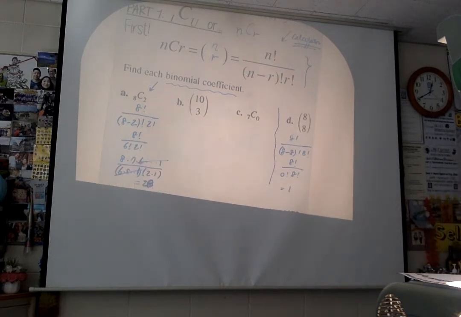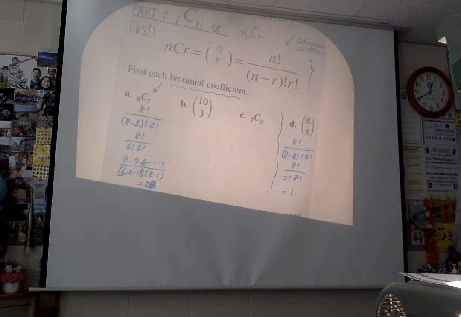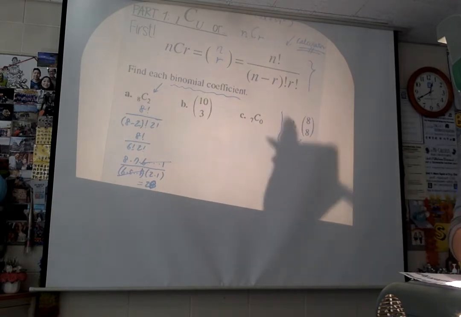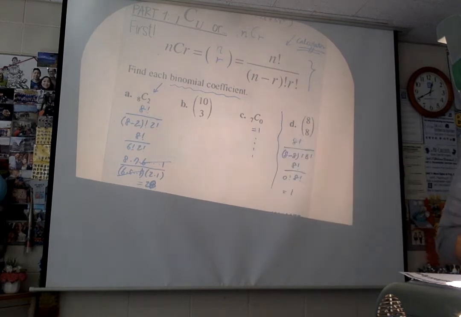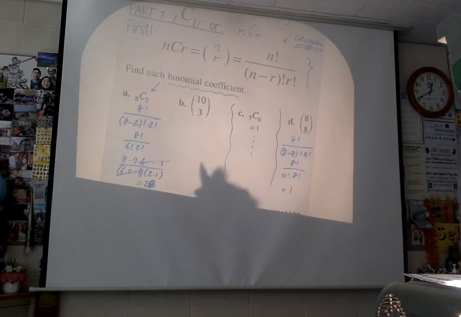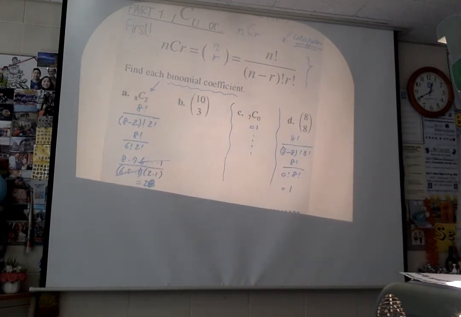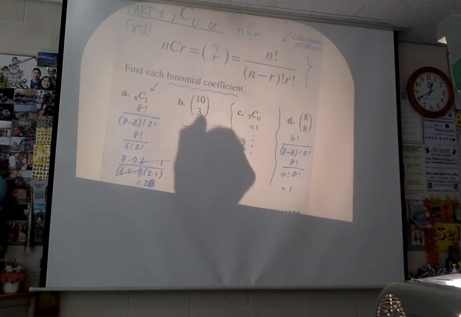Let's try another one, okay? Same thing here. I have 7, I choose nothing. If you have 7 of something, how many different ways can you choose nothing? It's just going to be 1, too. So go ahead and do the work and verify that for me, okay? 10 choose 2. Go ahead and try that on your own. Flip back the video when you're ready.